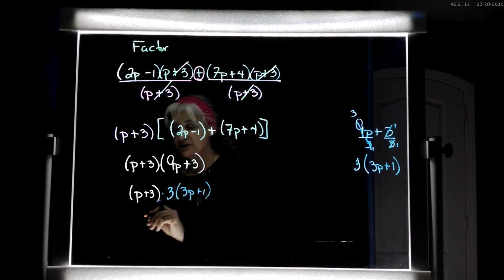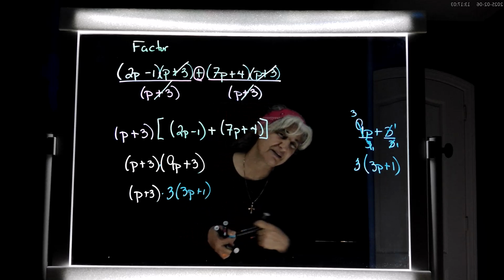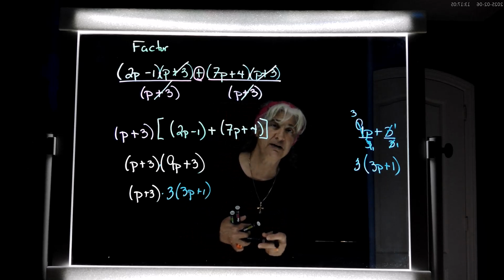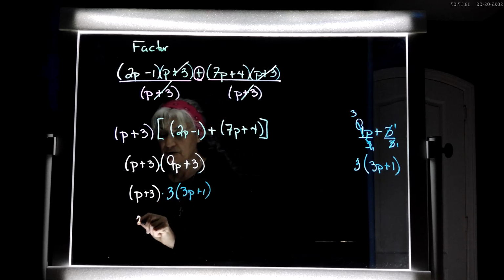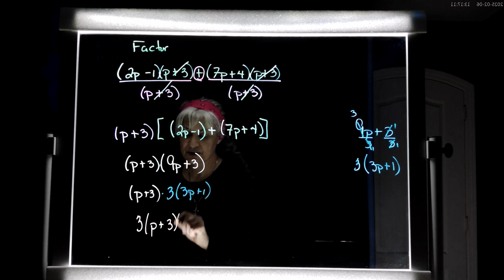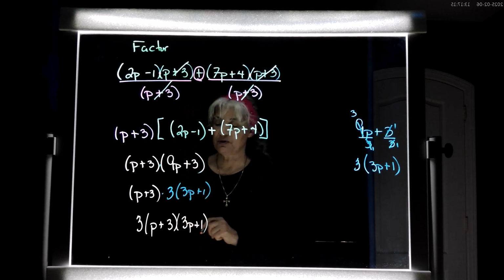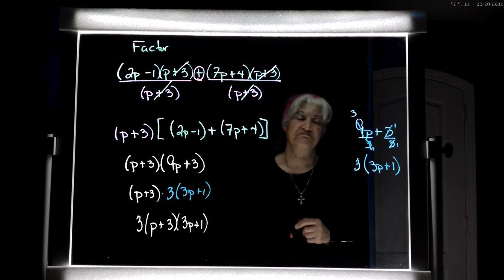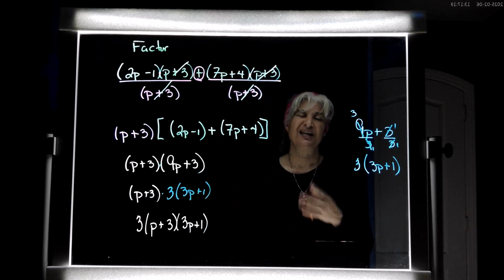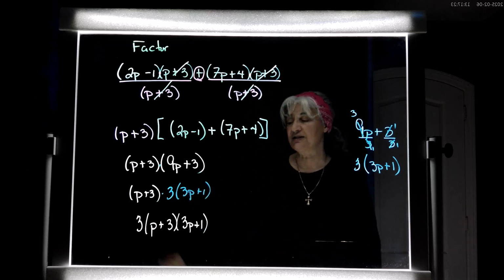Okay. So, final answer. By the way, when you multiply, does it matter the order in which you multiply? No. So I'm going to write the 3 out front, the parenthesis of p plus 3 second, and the parenthesis of 3p plus 1 last. Good? This is usually the format when you have a number. You put it out front, just because it looks nicer, to be honest with you.